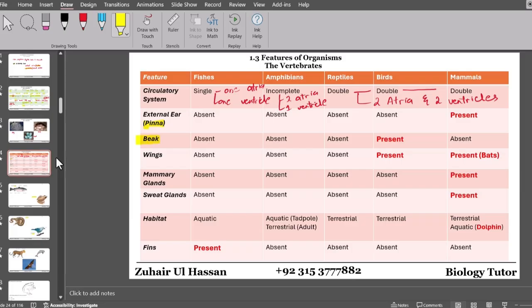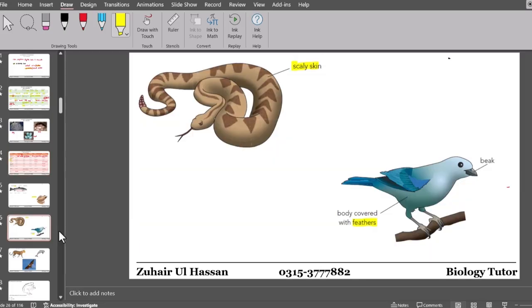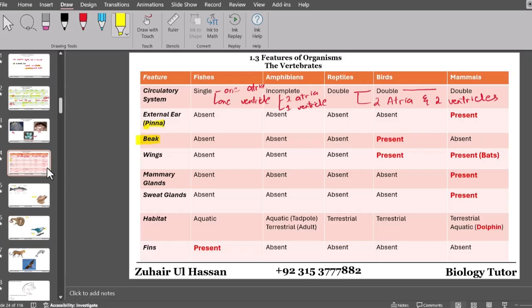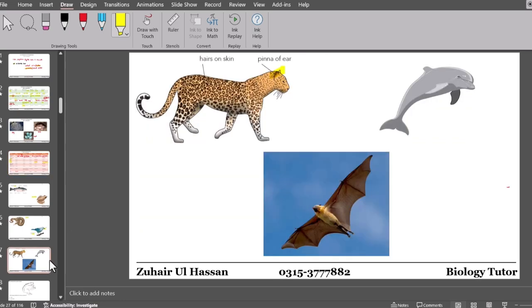Talking about beaks, they are present only in birds. Here you can see that they have beaks, but there isn't any other vertebrate having a beak. Wings are also present in birds. Along with birds, mammals also have wings, and the only mammal that has wings is known as the bat. Here you can see that diagram.